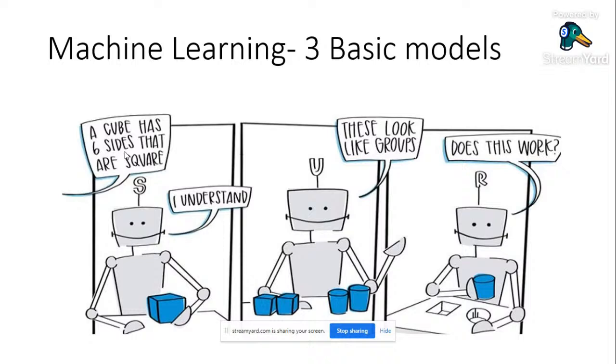Imagine I have given it a bunch of objects. Some of them are cubes, some of them are cuboids, some of them are cylinders, and I allow the machine to cluster them or categorize them into various groups. And the machine comes back to me saying that it looks like these many groups.